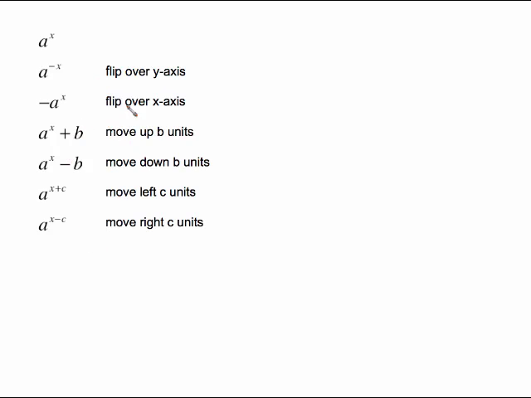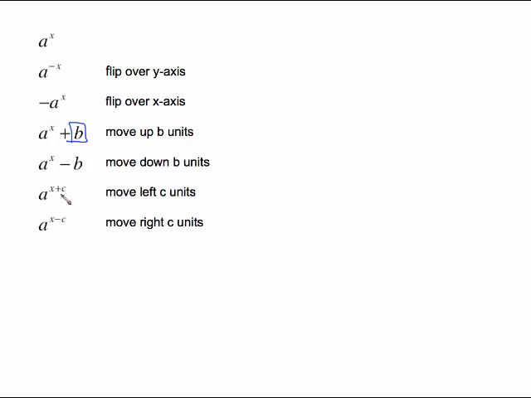Here's a conclusion of all of the different transformations we have done on both of these videos. If we start with a basic a to the x, a to the negative x flips over the y-axis. Negative a to the x flips over the x-axis. Those are easily confused. You need to memorize that. A to the x plus b, as long as this number is after the plus or minus here, it is a vertical shift. Move it up b units. Same idea here, but because of the minus, we move it down b units.